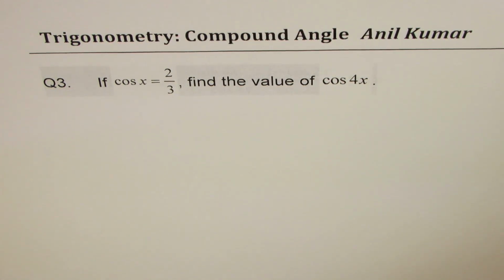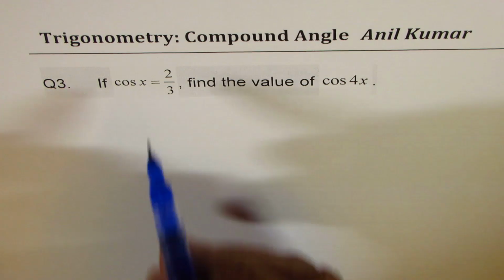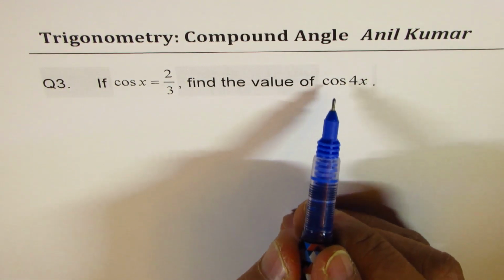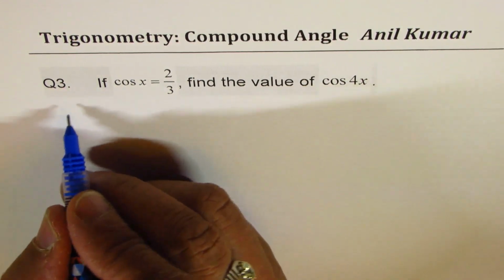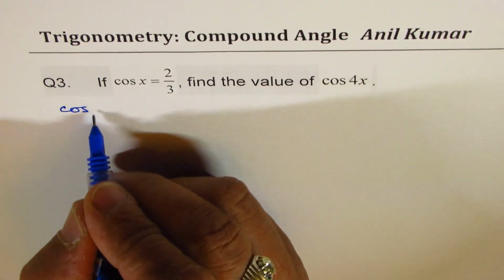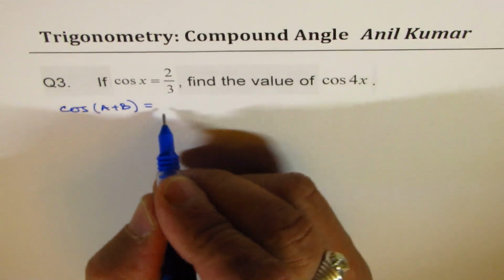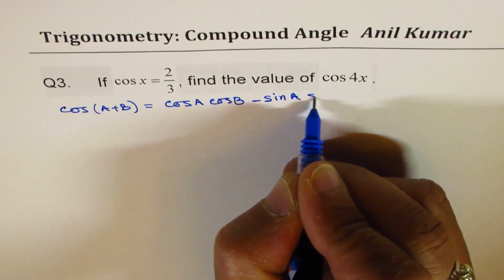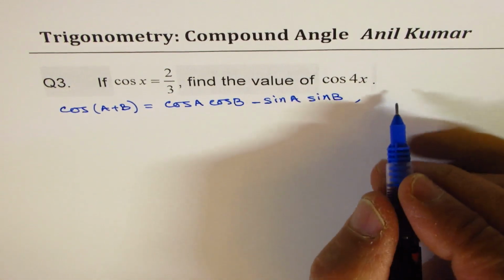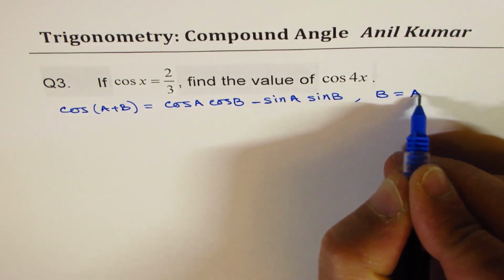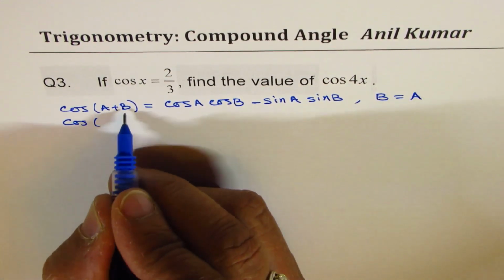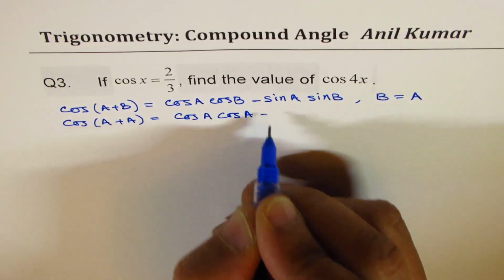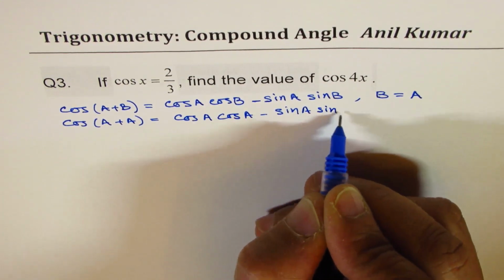Question number 3 here is cos x equals 2 over 3, and we need to find what cos 4x is. To get to cos 4x, we'll actually start with some derivation. So we know cos(A plus B) is equal to cos A cos B minus sin A sin B, right? Now if I substitute B as equal to A, then what do we get? We get cos(A plus A) equals cos A cos A minus sin A sin A.